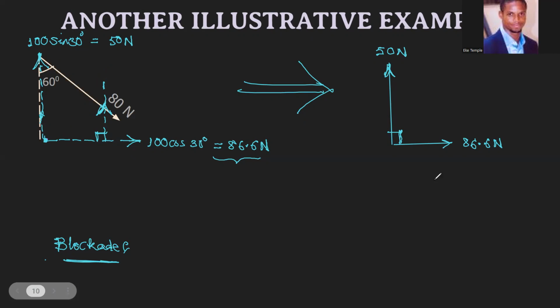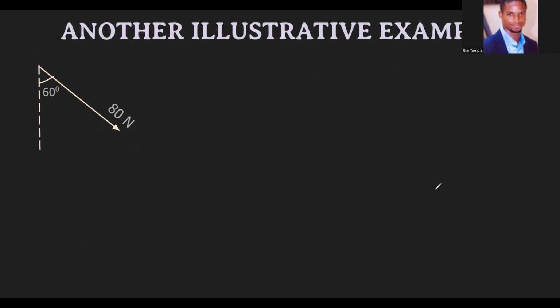Now the final example. Very quickly, we want to resolve 80 newtons acting in the direction to the vertical at angle 60 degrees. The first thing to do is to go for the tail. That's right. Do your construction of the two components. Both of them are at right angles to each other. Yes, and that's it. Vertical and horizontal components at right angles to each other. And now your blockade. Blockade is right there.